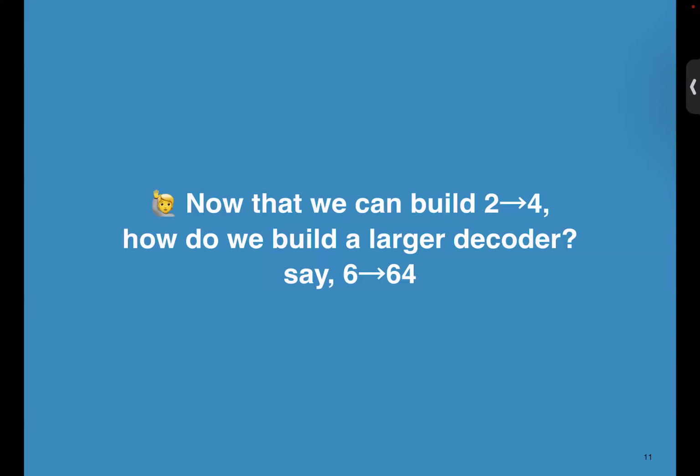Now let's say we want to create a larger decoder, 6 to 64, right? 6-bit input, and so I will have 2 to the power 6, or 64 bits of output. I can certainly attempt to do it using Karnaugh maps, but it would be a painful exercise because I'll have to implement 64 different outputs, right? So I'll have to essentially solve 64 different Karnaugh maps of 2 bits.